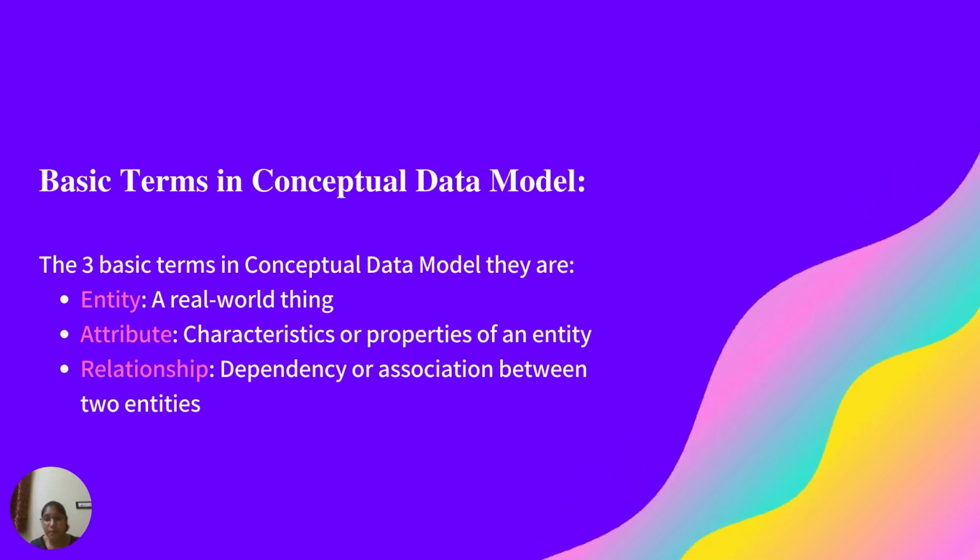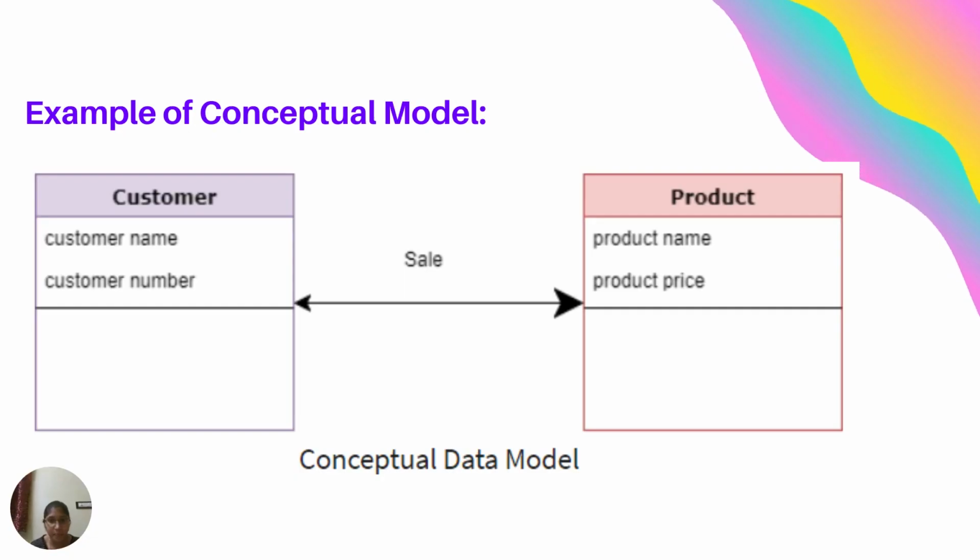Now, I will explain these terms with the help of an example. This is an example of a conceptual data model. Let us consider company as a database. Since an entity is a real world object with an existence, I have considered customer and product as the entities in the company database. Since attributes are nothing but properties of entities, customer name and customer number become the attributes for customer entity, and product name and product price become the attributes for product, as they are the characteristics that define the entity. Relationship is nothing but the dependency or association between two entities.